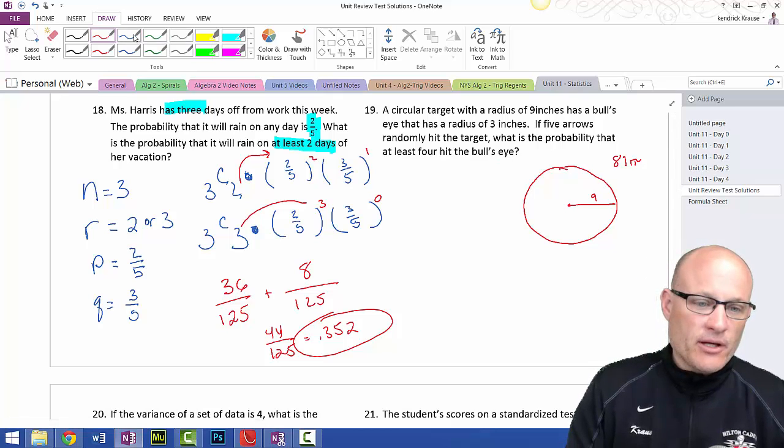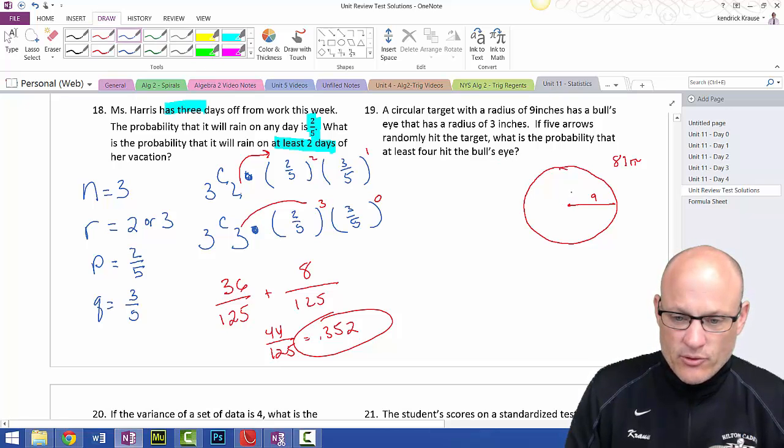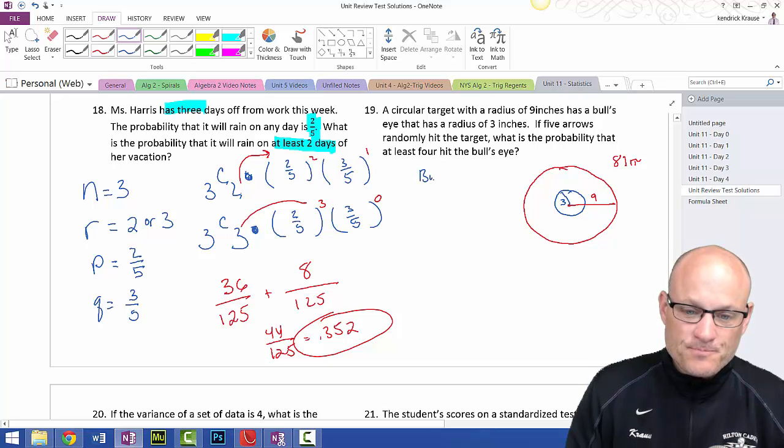Then I'm going to come in and put in the bullseye. Well, the bullseye's only got a radius of 3. So the bullseye, its area is 9 pi.